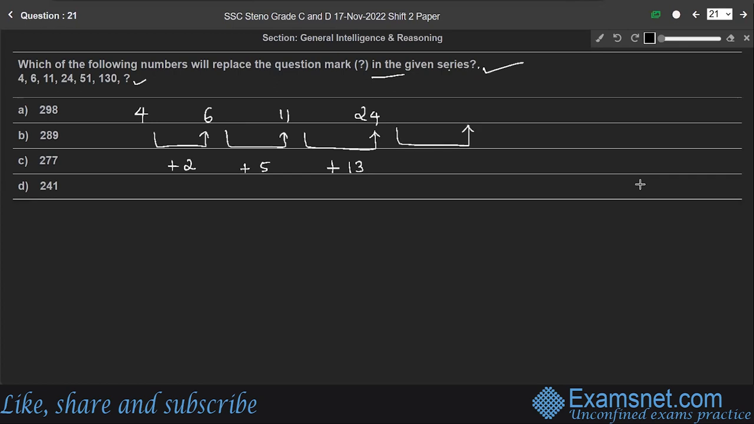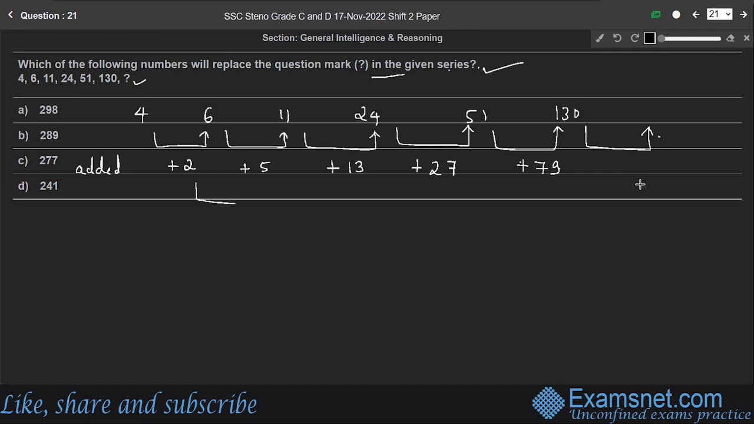Next is 51, so 24 plus 27 is 51. And the next number is 130. 51 plus 79 is 130. So to get the next number, look at the numbers added. Added numbers here are 2, 5, 13, 27, and 79.